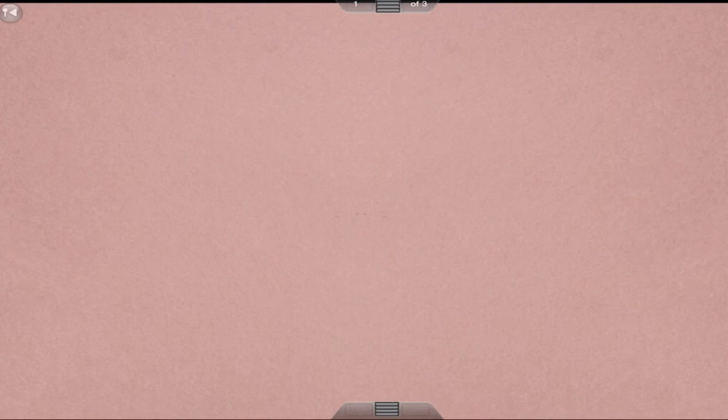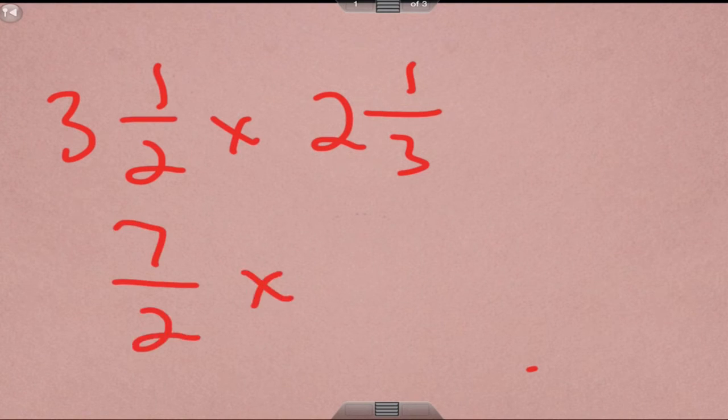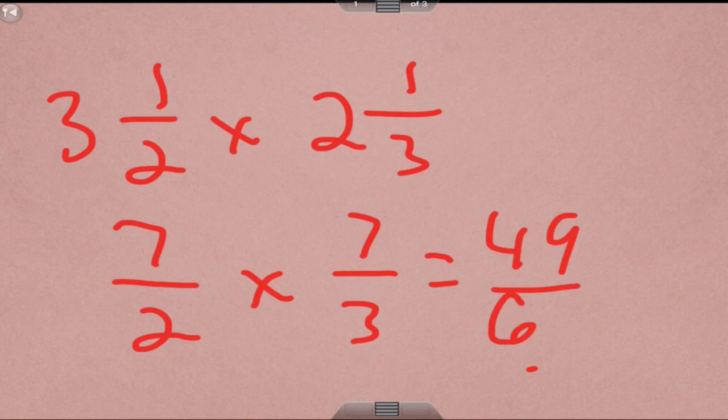Now let's say you have a mixed number. If I have 3 1/2 times 2 1/3, what you need to do is make these into improper fractions first. So the first factor is 3 times 2 plus 1, so 7/2, times 3 times 2 is 6 plus 1 is 7/3. I can't really cross reduce, so I get 49/6. Now you're not quite done because you need to make this answer into a mixed number.